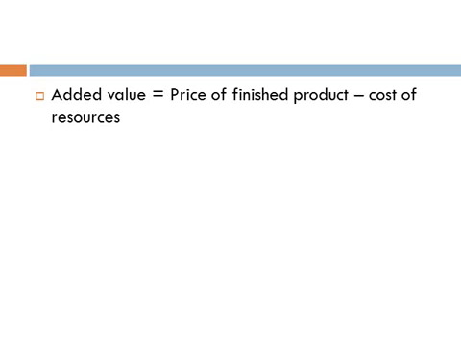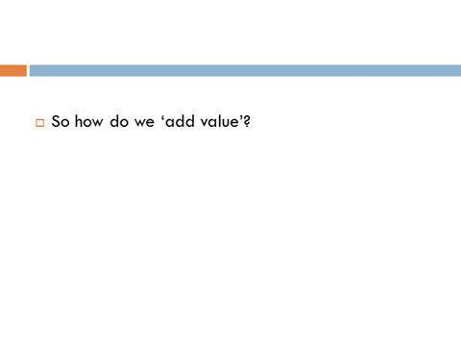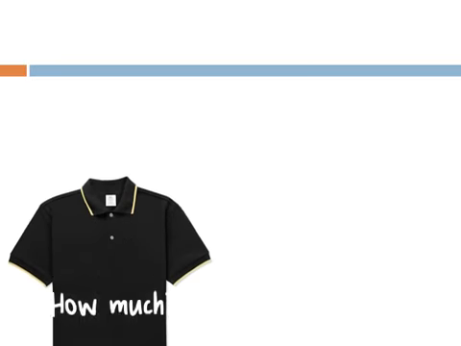So just to recap, added value equals the price of the finished product minus the cost of resources. So let's look in a little bit more detail at how we can actually add value. We've said that the building company, in the example of the house I gave you before, adds value by building that house for you, by turning those inputs into outputs. What other ways can we do it?